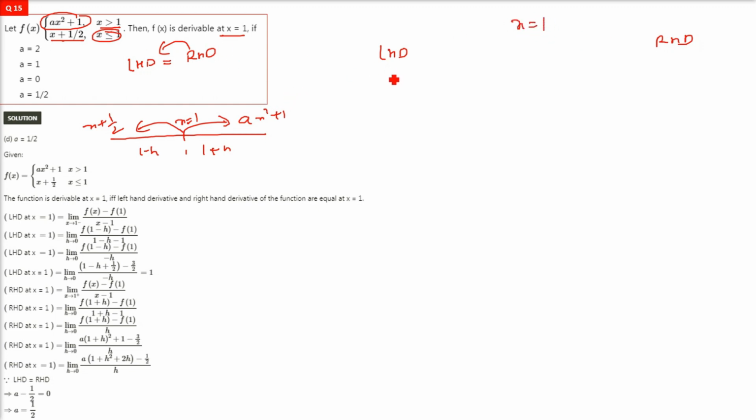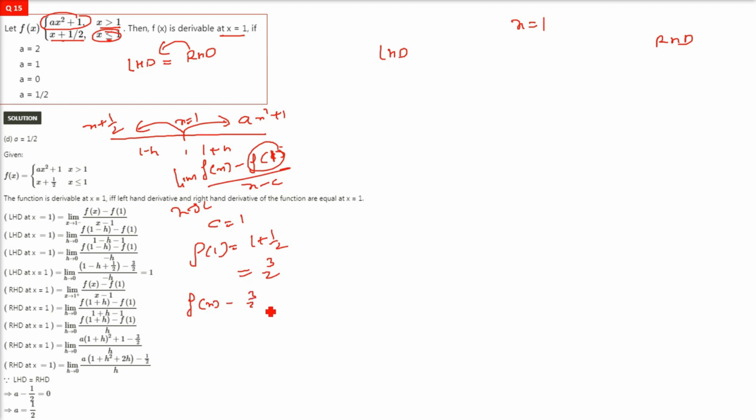So for this LHD, RHD, the actual formula is f(x) minus f(c) by x minus c, limit x tends to c. So c is 1 here because we are checking at 1. f(1) is what? Where is the equality? It is here. This is the equality. So we have to put this 1 in x plus 1 by 2. So 1 plus 1 by 2 is 3 by 2. f(1) is 3 by 2. So f(x) minus 3 by 2 divided by x minus 1.